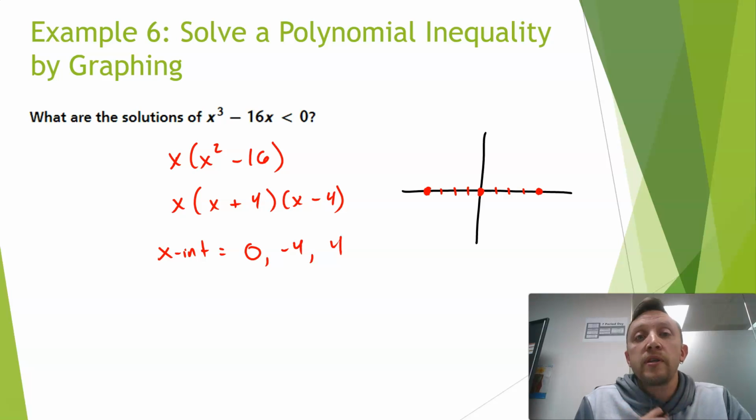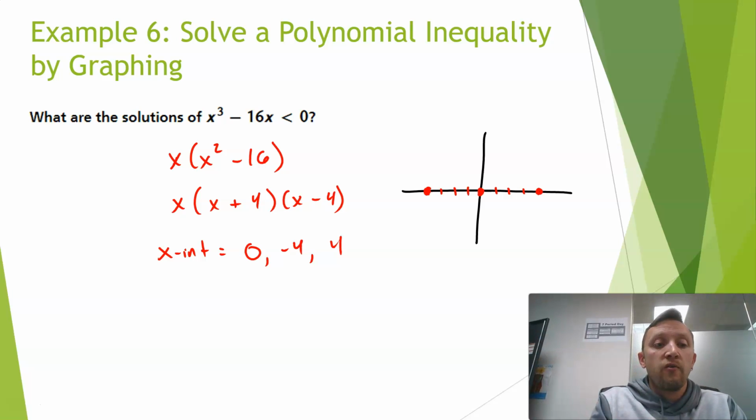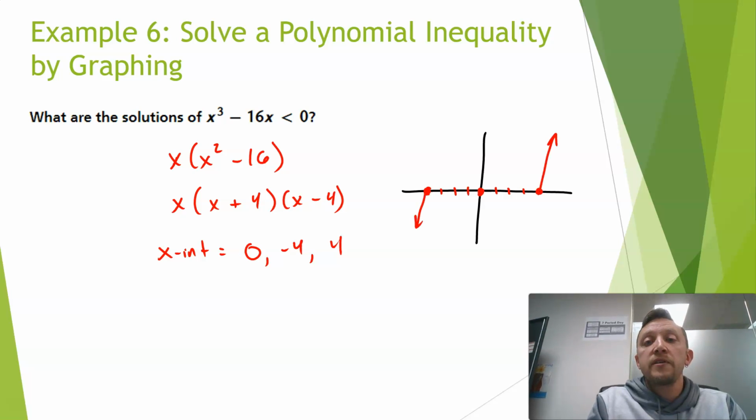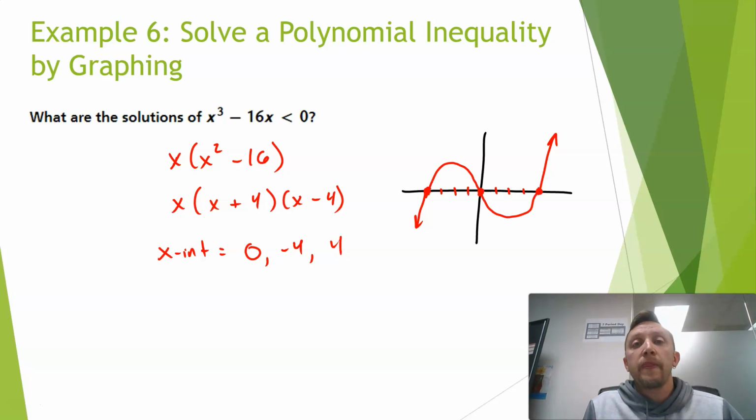Okay, now let's think about what this graph is going to look like. The graph is a cubic, so we have a degree of 3, an odd power, which means the ends are going in opposite directions. It's positive, so the right side of the graph is going to be going up, and the left side is going to be going down. Now we're just going to connect those. We have a line that's going to look something like that.